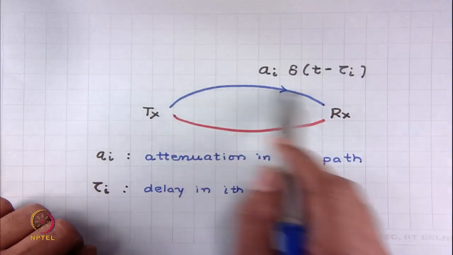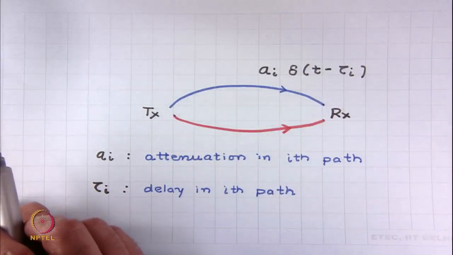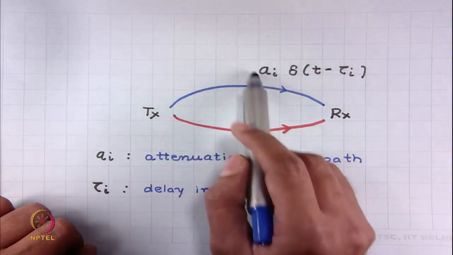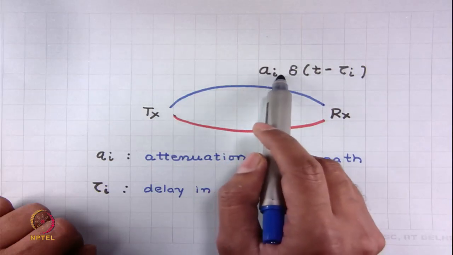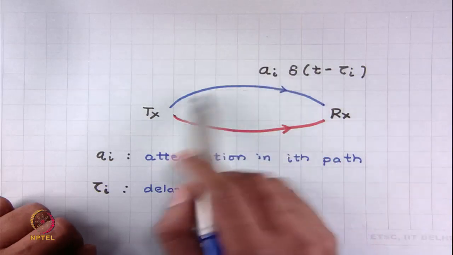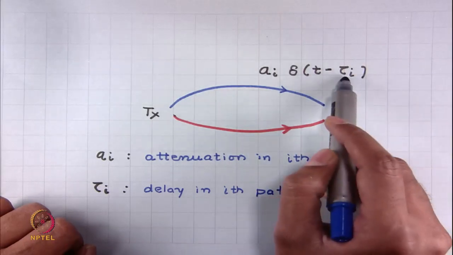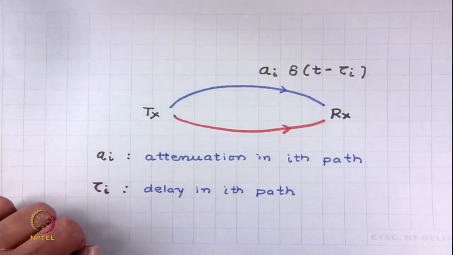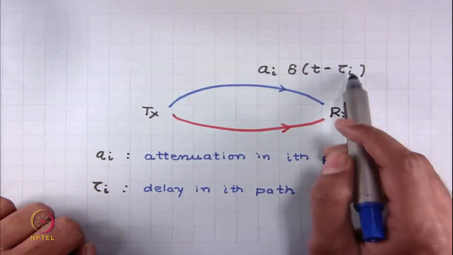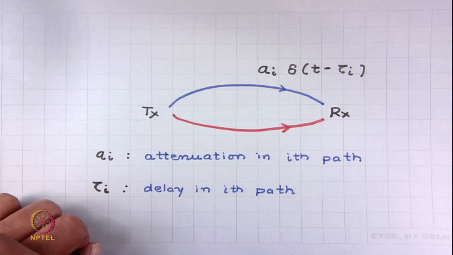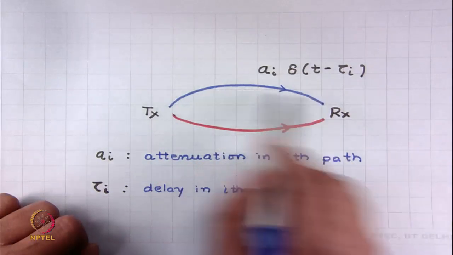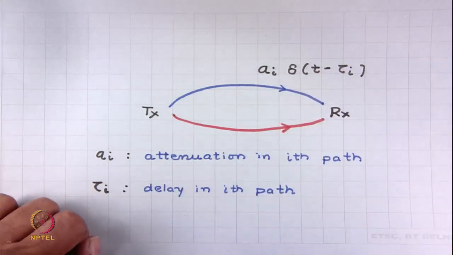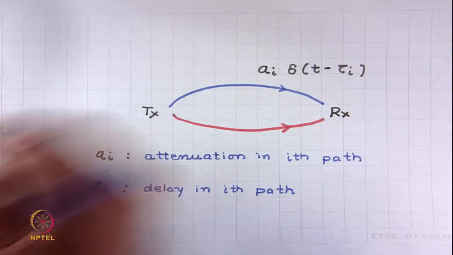If I look at one of the paths, then because of this transmission media my signal will get attenuated with some constant a_i, and this signal will be delayed with this time unit tau_i. So, a_i is the attenuation in the ith path and tau_i is the delay in the ith path, and the channel in this path will create these two effects: it will attenuate the signal and it will delay the signal because of the propagation delay.